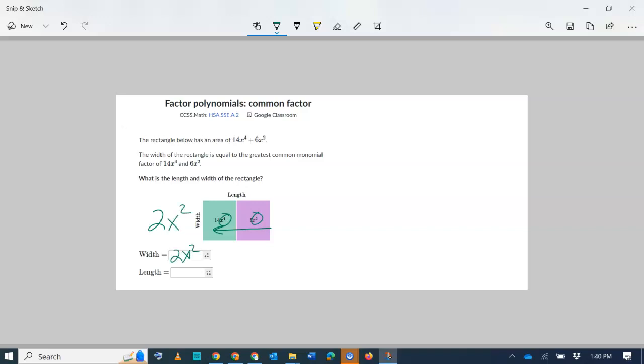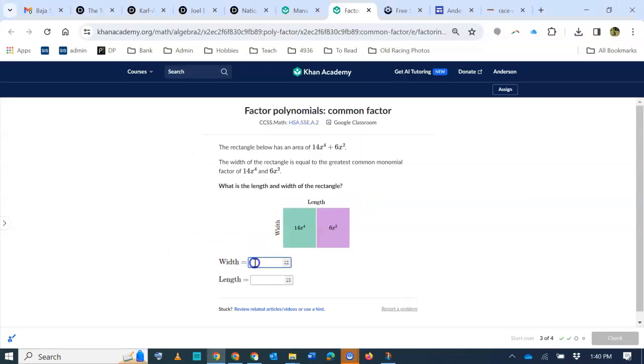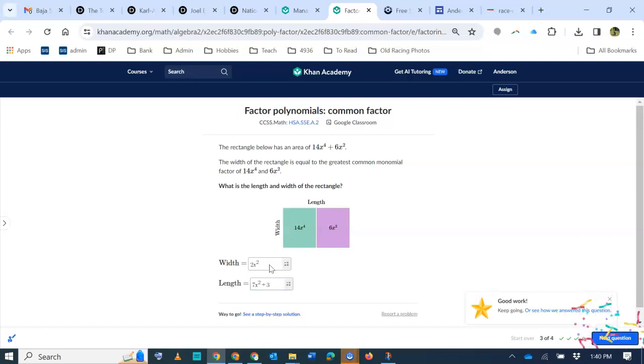Then 2x squared times what equals 14x to the 4th? That'd be 7x squared. And then 2x squared times what equals 6x squared? That'd be positive 3. So that would be 7x squared plus 3. What's it? 2x squared, and then 7x squared plus 3, right? Yeah.